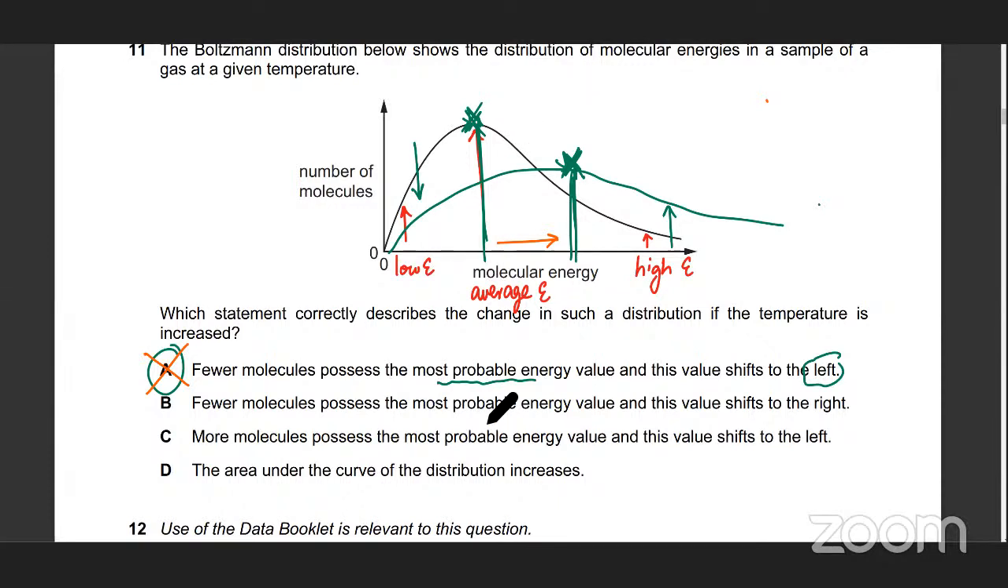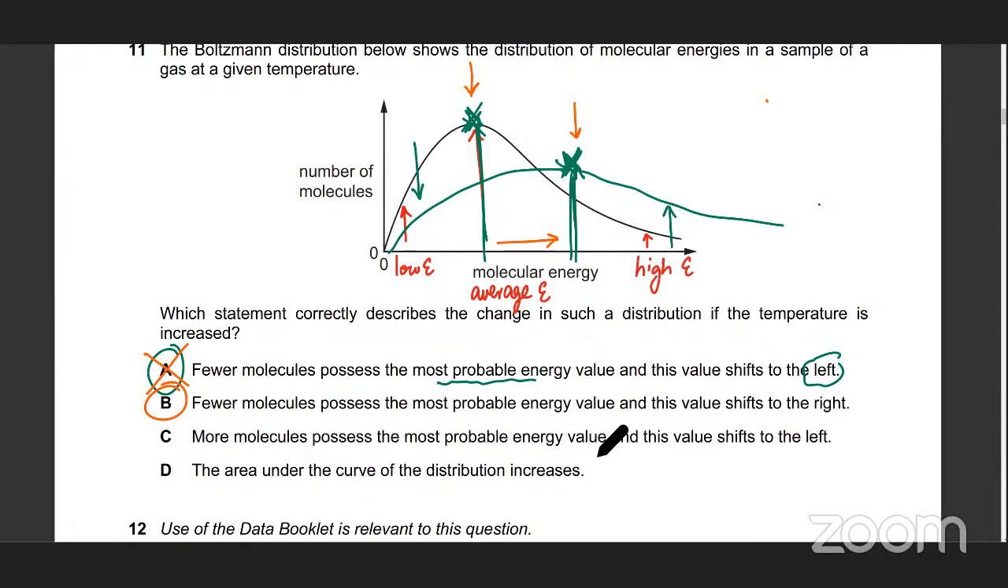So next one is fewer molecules possess the most probable energy value, and this value shifts to the right. So that kind of looks fine. Remember the height decreases, because if the particles are distributed over a wider range of energies, then तो किसी भी एक point पे ना, the amount of particles would be lesser because they're distributed at much wider energy values. So the height decreases. मतलब पहले उसकी height जो थी वो यहाँ पे थी. Now the height is much lower. So fewer molecules possess this most probable energy value, and the value shifts to the right. So B looks correct. बाकी भी देख लेते हैं just to be sure.